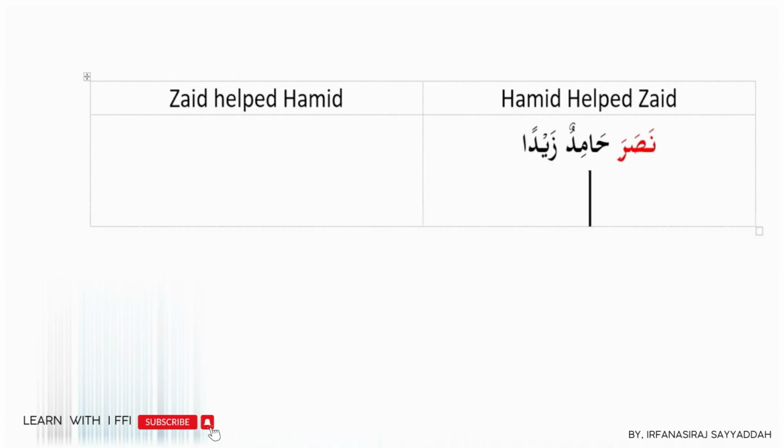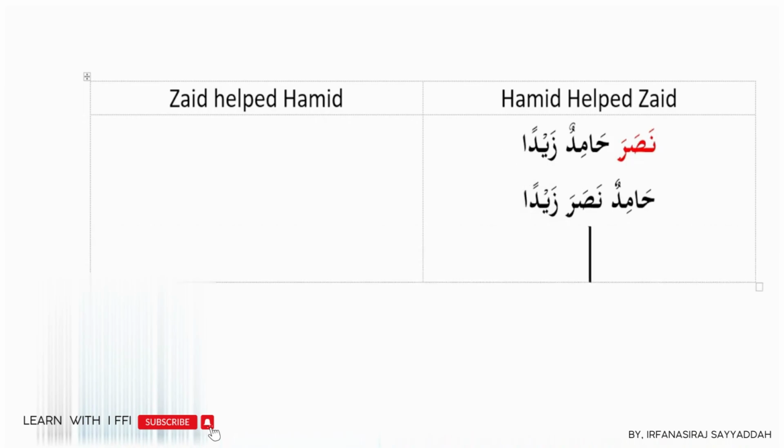In the second example, let's put the Hamid first. Hamidun. Then we put the verb. Nasara. Who did he help? Zaid. So it will be Zaidan. In the third example, let's put Nasara again in the front. And we'll put Zaidan first. And put Hamidun at the end.